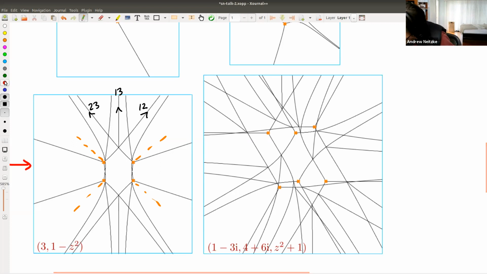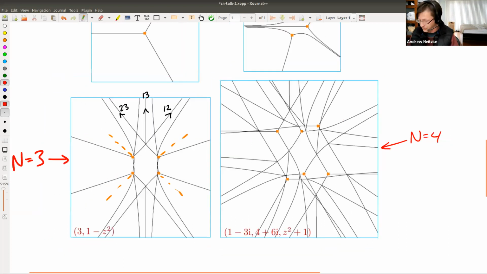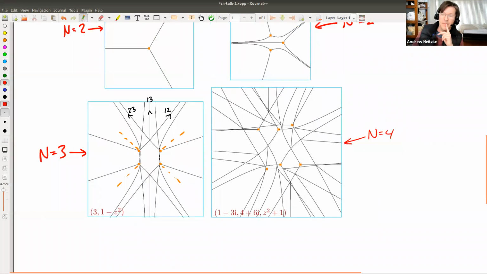And then this last one is an example with n equals 4. So here I took a quadratic, cubic, and quartic differential, but still relatively simple ones just in the plane, and drew a picture of what you get. So that's the kind of thing that we're talking about. Very simple examples of the kind of thing that we're talking about.